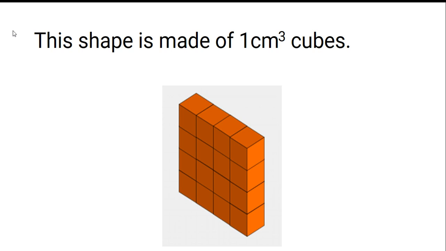And volume is how much space the whole shape takes up. So let's start with the shape here. It's made up of 1 centimeter cubes. And I want to know how many cubes really make up the shape, because that's what volume is, how much space makes up the shape.